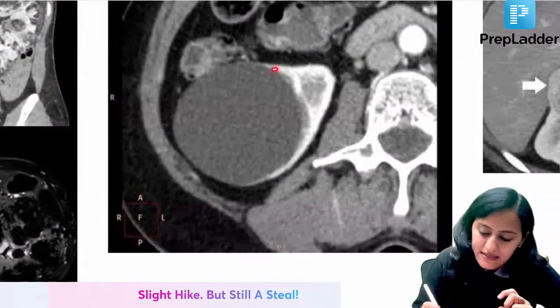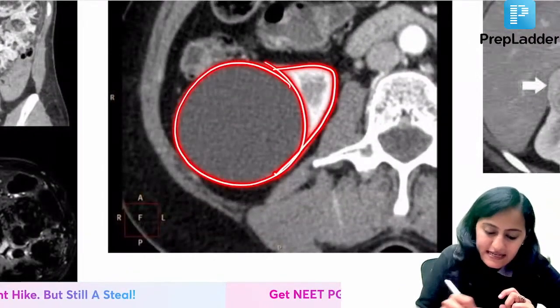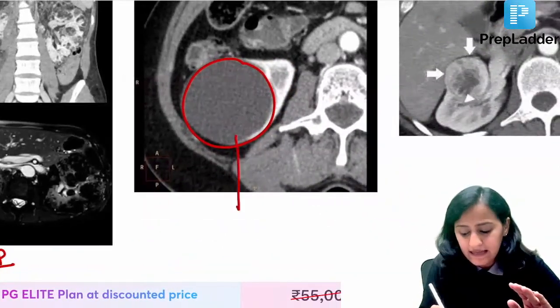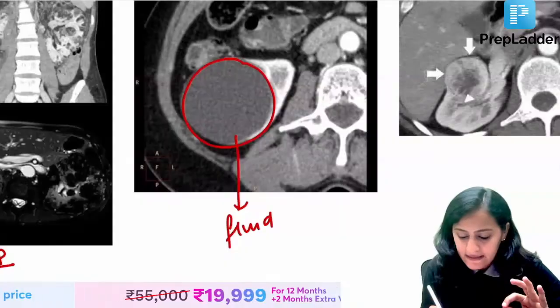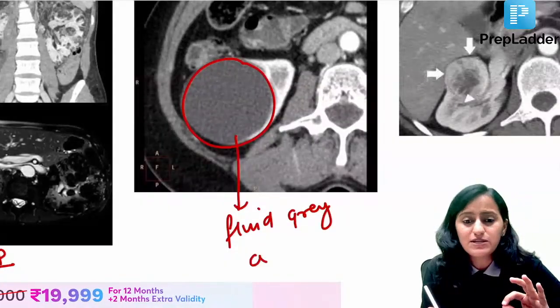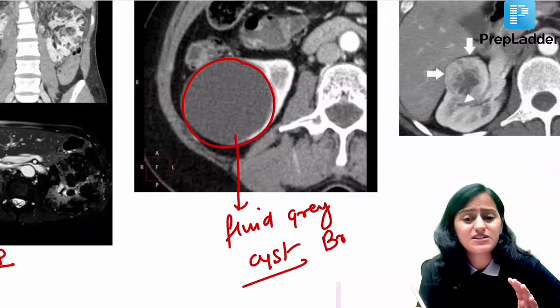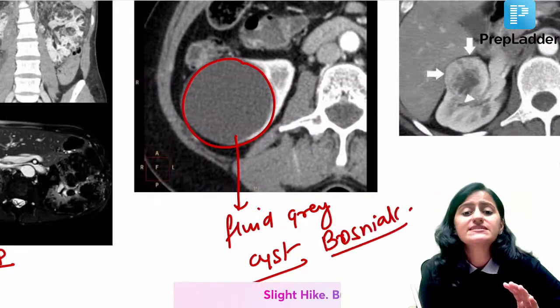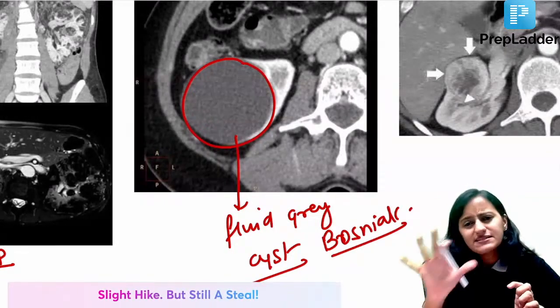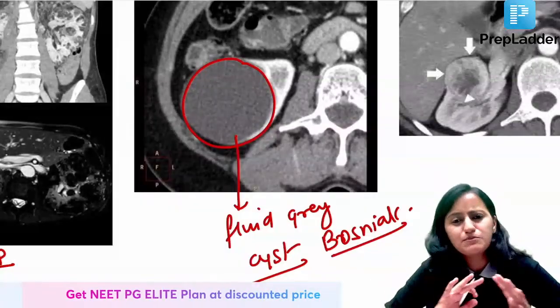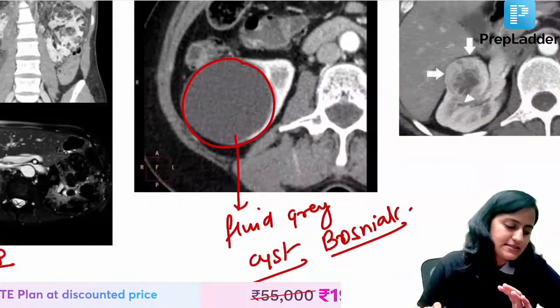What is this one here? This is the kidney. The renal lesion, gray color. What is gray? Uniformly gray. That is fluid containing. So what is this going to be? This is going to be a renal cyst. What classification do we use for that? Bosniak classification. A simple cyst like this which does not have any septae, any calcification, anything. It's a simple Bosniak grade 1, a benign renal cyst.